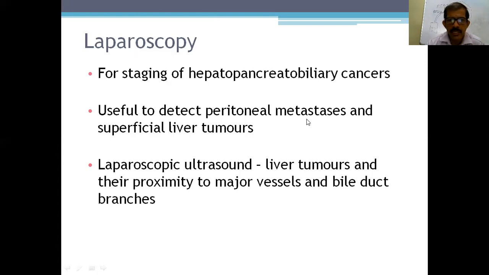Also peritoneal metastasis can be seen, and the extension of laparoscopy, as I already told you, is laparoscopic ultrasound. The surface you can see by laparoscopy, whereas laparoscopic ultrasound will detect tumors inside. Those which are not detected by CT scan also, laparoscopic ultrasound can detect. So that is the advantage.